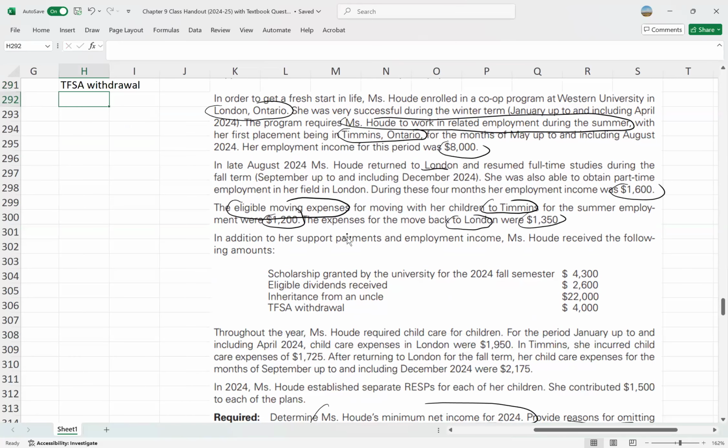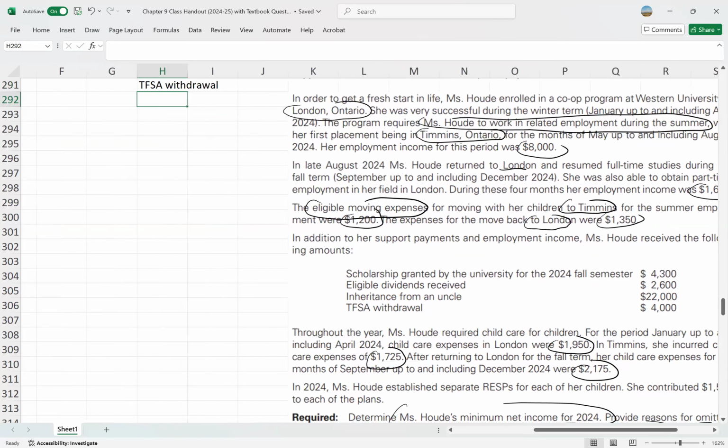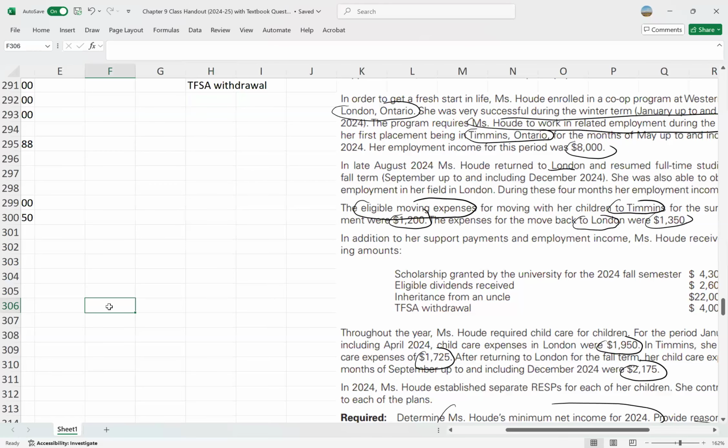What about the next paragraph? Childcare. She had to pay childcare expenses, $1,950, also $1,725, and $2,175. So if we think about it, the actual childcare cost, we have $1,950 plus $1,725 plus $2,175. Is that right? $1,950, $1,725, $2,175. So the total actual childcare cost is going to be $5,850.